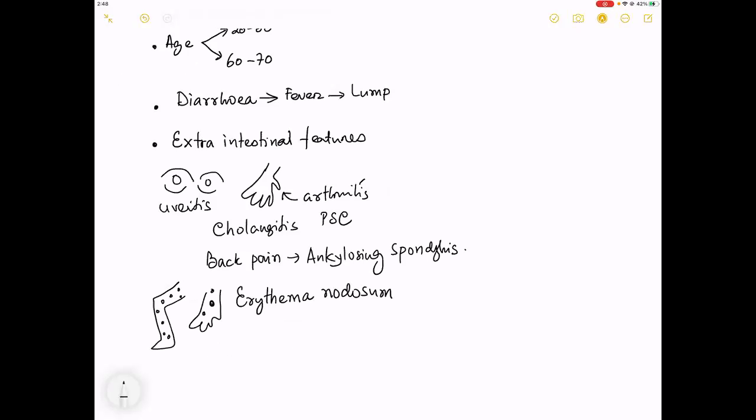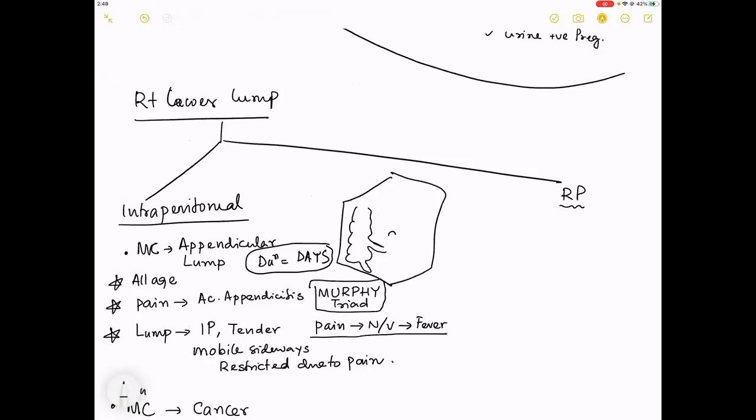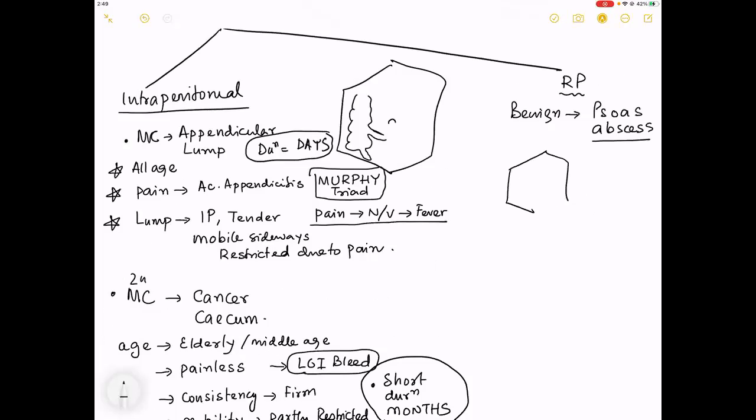Please tell me when you have completed writing. Done, sir. Good. So this completes the right lower quadrant lump. Retroperitoneal lumps. Can you tell me any benign retroperitoneal lumps that can come here? Number 1 can be a psoas abscess. Psoas abscess presents with a lump on this side, sometimes two lumps, one above the inguinal ligament and one below, which can elicit a sign called cross fluctuation.